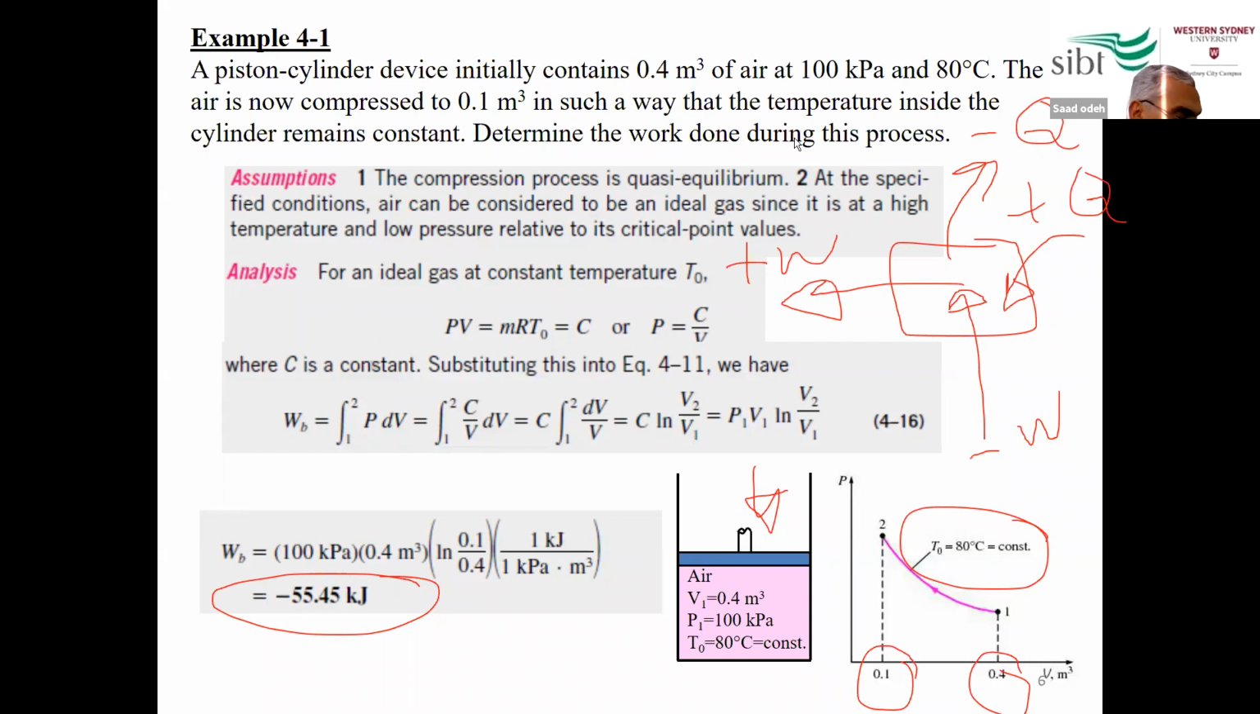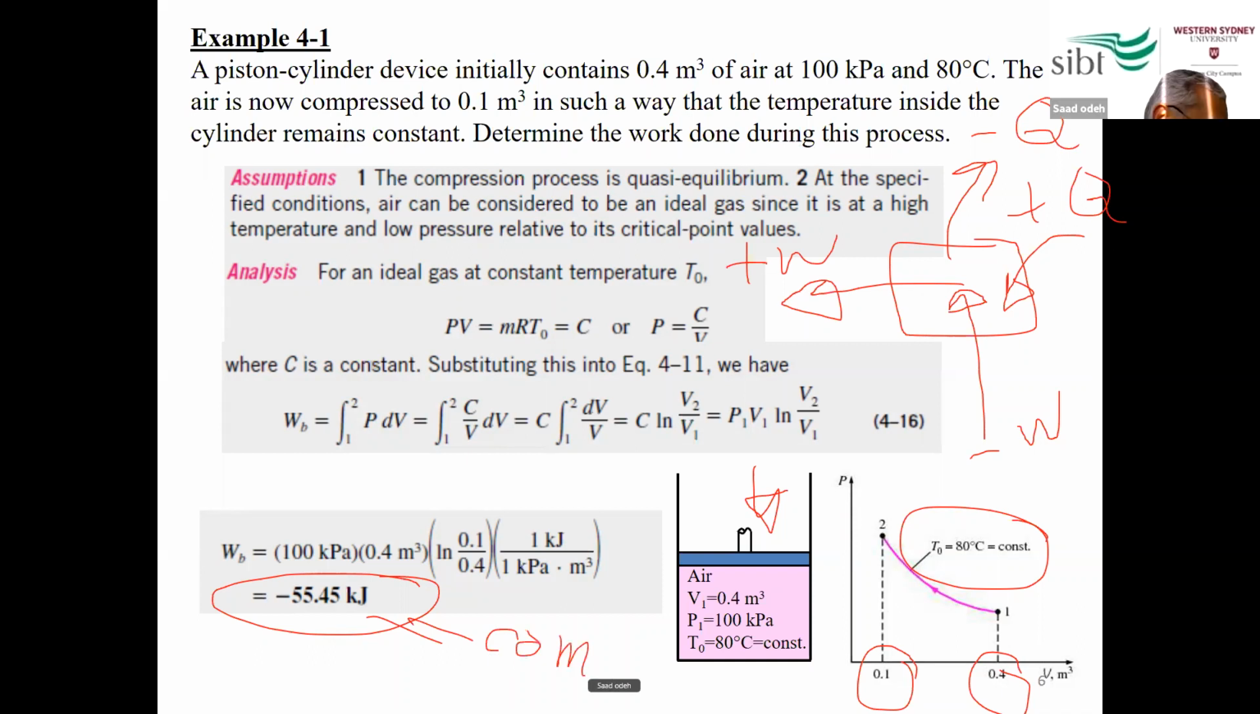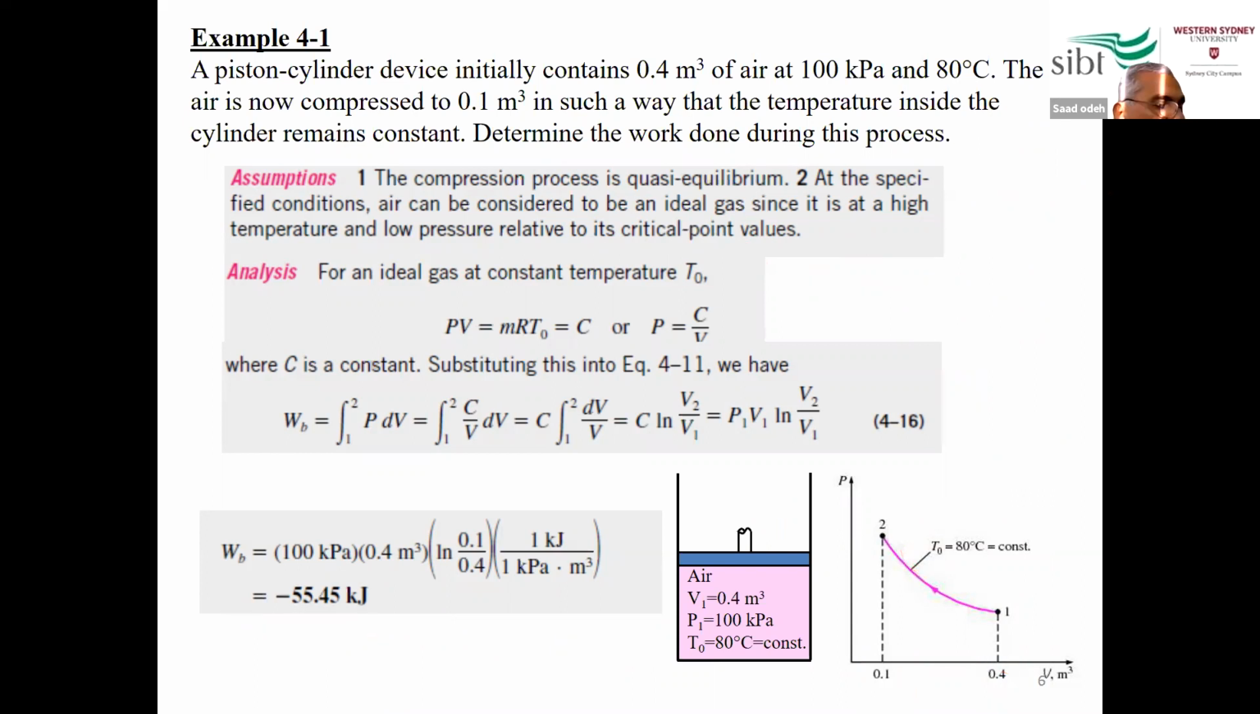So in this case we have compression, because in the example they said it's compression, and this means that we have work added to the piston. We are compressing the piston, meaning we are adding work to the system. So that's why we have a negative sign here. All right, so this is just an example of how to use the ideal gas equation as well as the work during a certain process.